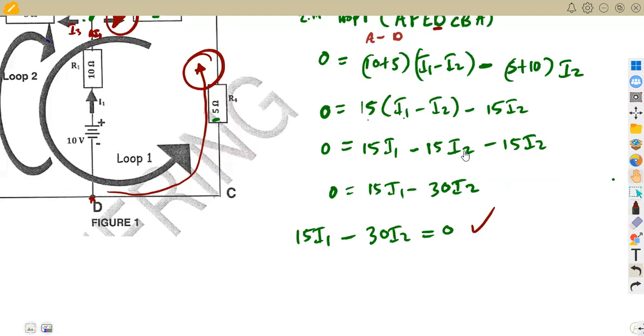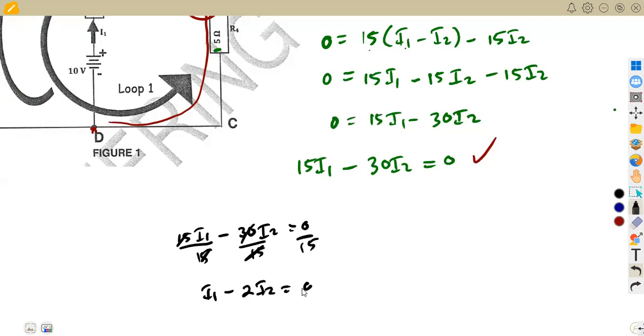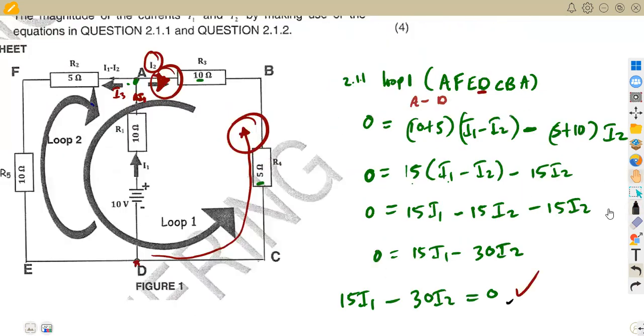But for the simplification part, or for the solving part, you can even reduce this equation in a way that you want. You got 15 I1 minus 30 I2 is equal to 0. I can even reduce this by 15. So I can see that 15 is the highest common factor here. So I'm going to have I1 minus, if I divide here, that will be 2 I2 is equal to 0. So I can even write this equation in the same manner as this part, which is simply one and the same thing.